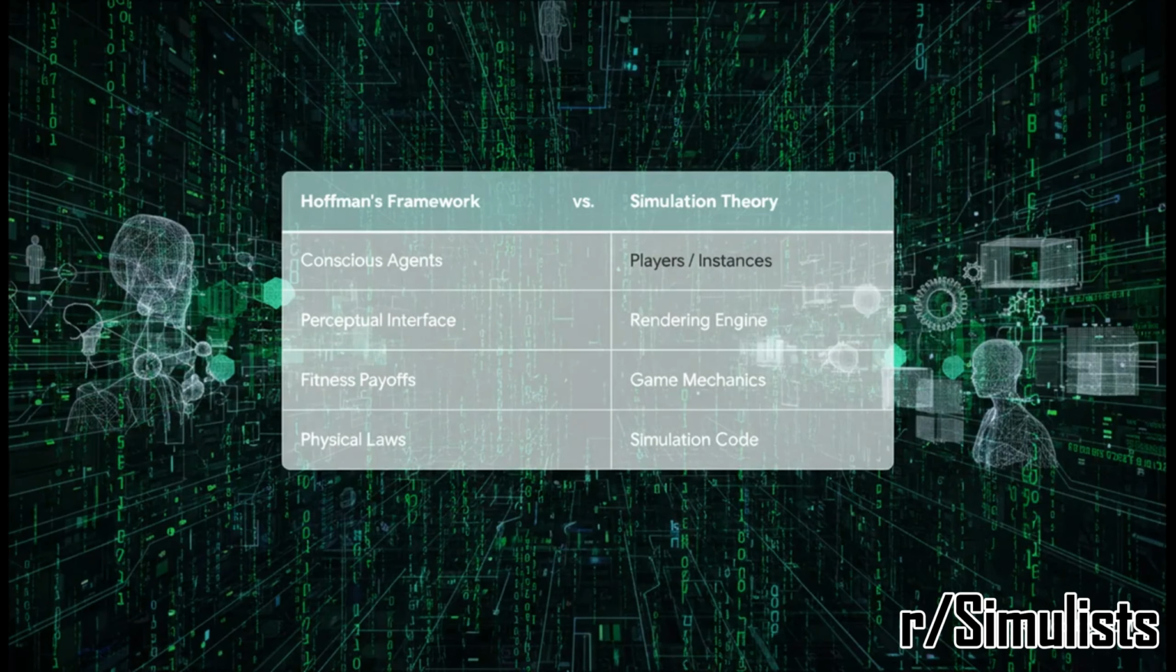And this is the moment, right here, where this hard science slams right into simulation theory. I mean, look at this. When you compare the concepts side by side, you realize they're talking about the exact same system, just with different words. The conscious agents are the players. The perceptual interface is the rendering engine. It's basically a Rosetta Stone for two different ways of describing the same idea.